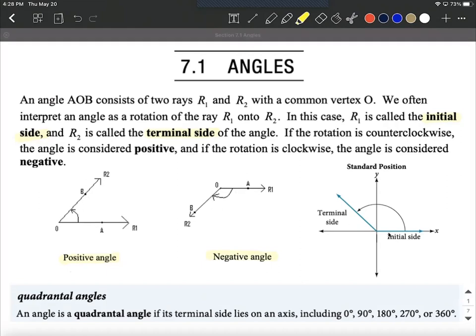The next thing to mention is when we have our initial side, we typically have these two rays lined up so they align at the origin. The initial side is always going to go off to the right-hand side of the x-axis, so in the positive x direction along the x-axis. Then as we rotate, this terminal side can land wherever. But if we rotate in the counterclockwise manner, it's going to be positive. If it was in the clockwise manner, it would be negative.